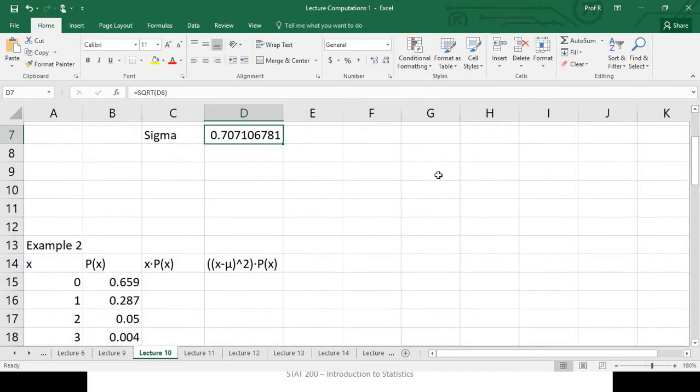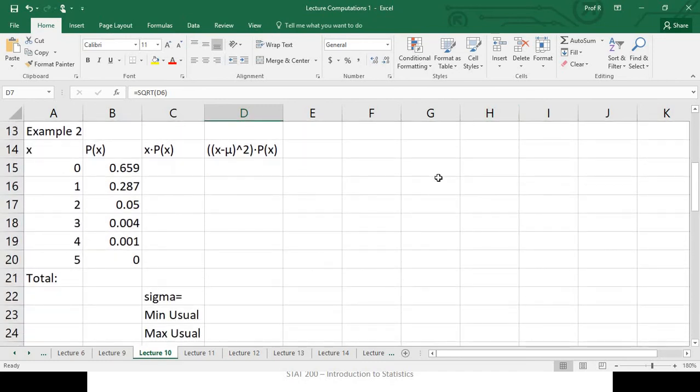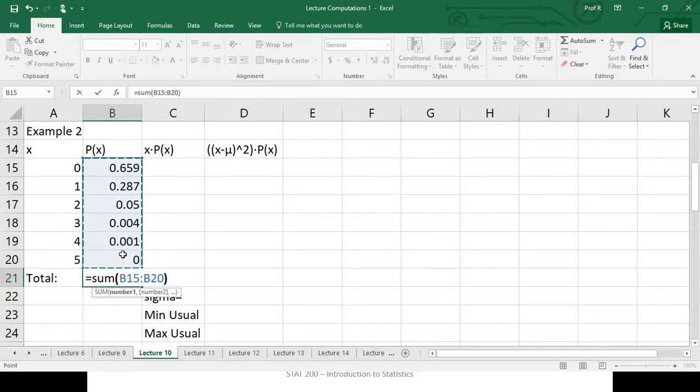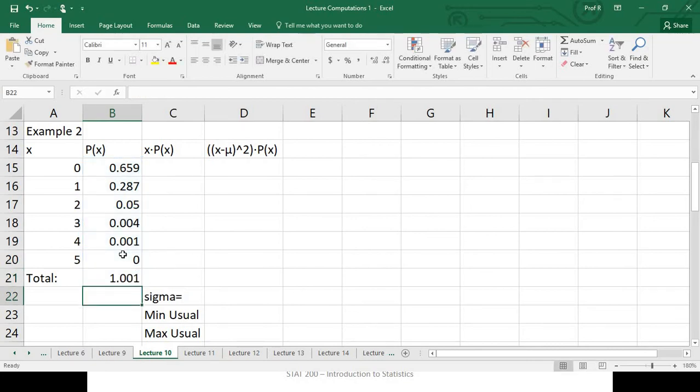Okay, so here's our next step. First thing we're going to do, we're going to type equals sum, and then highlight all these values. And that gives us 1.001. Now, you may look at that and say, hey, that's not 1, that's greater than 1, so this doesn't work. Yeah, that's not exactly the case.